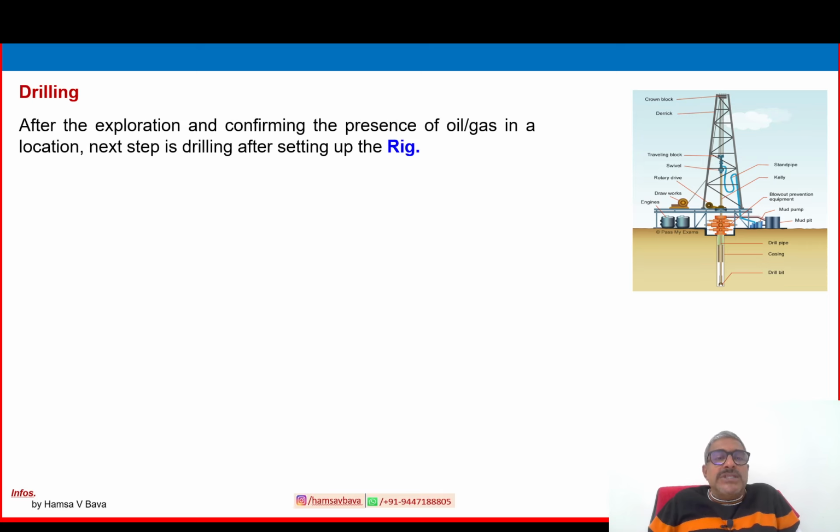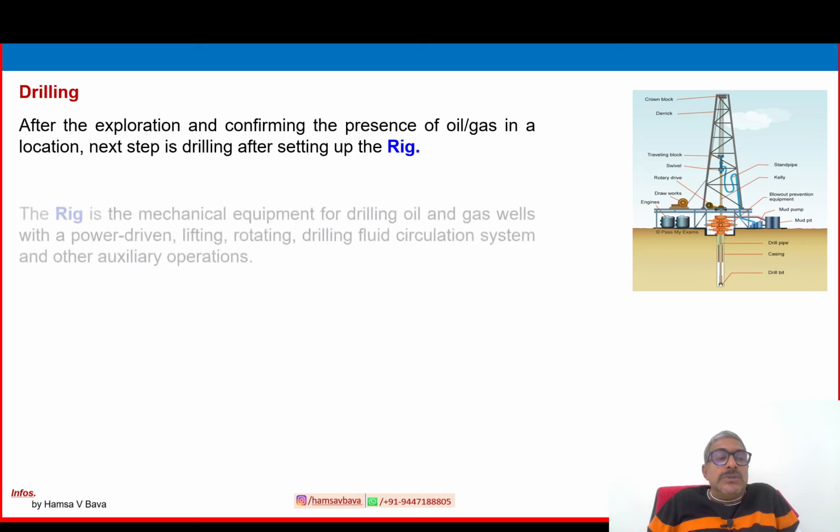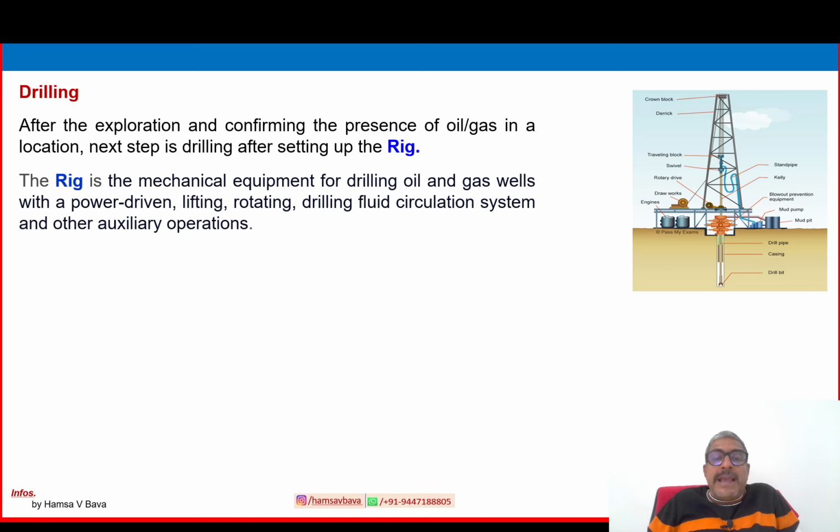After the exploration and confirming the presence of oil and gas in a location, the next step is drilling, after setting up the rig. The rig is mechanical equipment. This is the rig; the entire facility we can call a rig. A rig is mechanical equipment for drilling oil and gas wells, with a power driven lifting, rotating, drilling fluid circulation system, and other auxiliary operations.